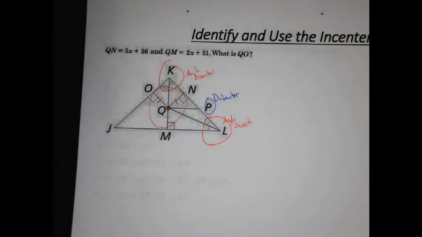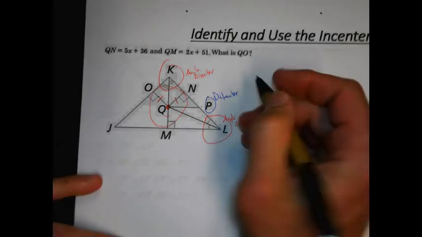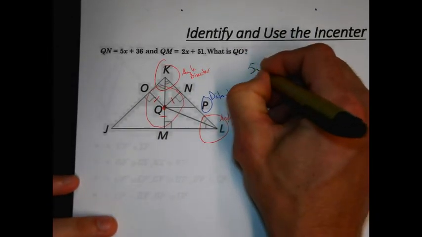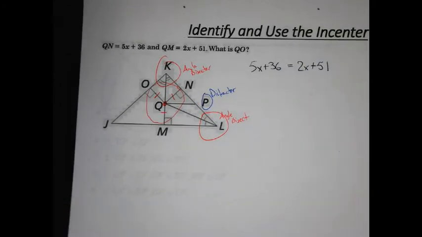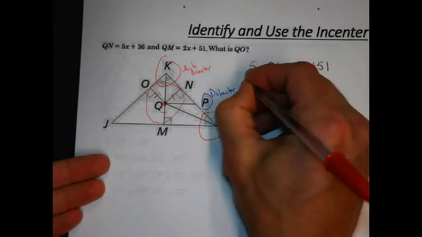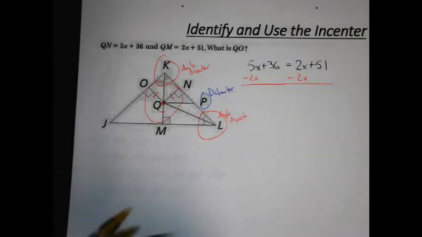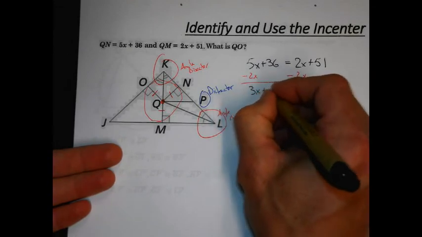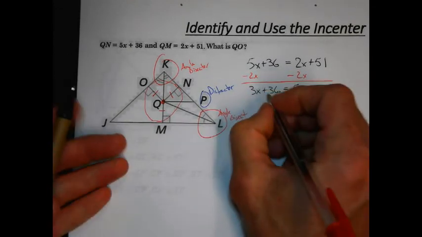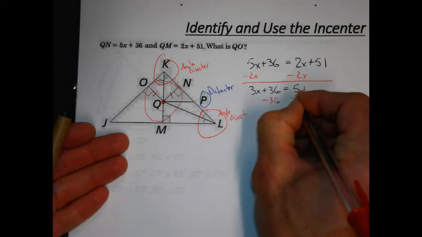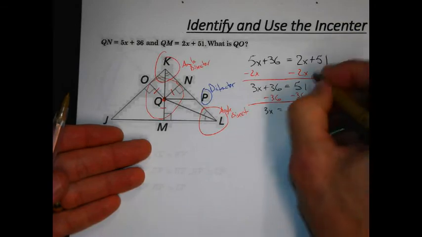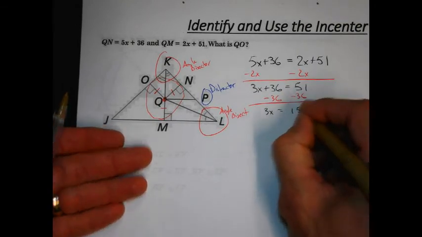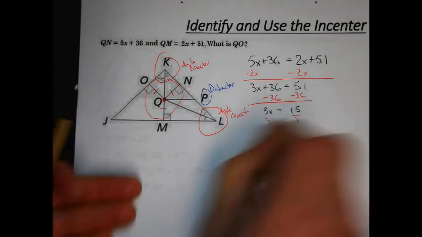we have our equation set up. We have QN is 5x plus 36, and that's going to be equal to QM, 2x plus 51. The rest is algebra. So let's do some algebra. Undo my 2x first, because it's smaller than 5x. So I have 3x plus 36 is equal to 51. Now I undo my 36. And then I have 3x is equal to, let's see, 15. And then divide by 3. And then x equals 5.